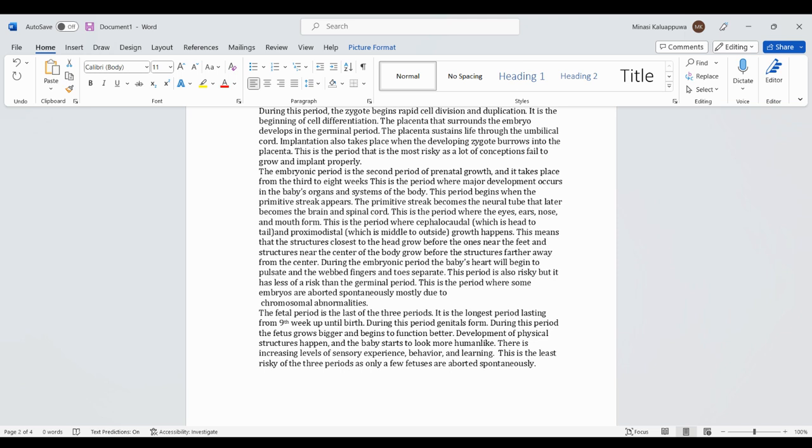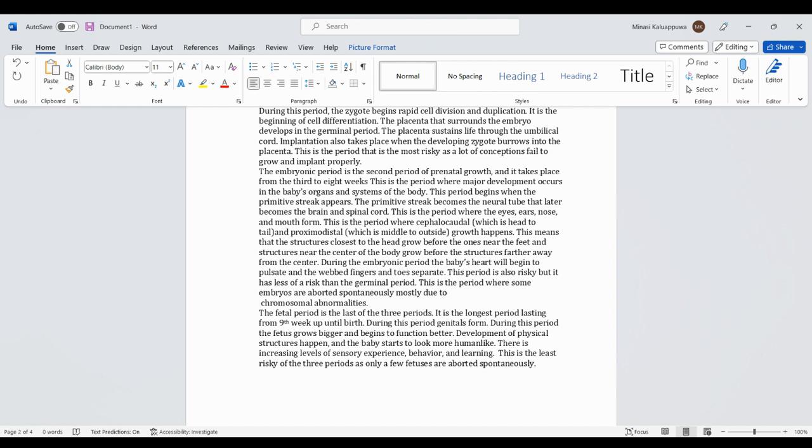This period is also risky, but it's not as risky as the germinal period. However, this period can have some embryos aborted spontaneously, but it's due to chromosomal abnormalities. Whereas in the germinal period, a lot of conceptions fail because of the inability to grow and implant properly, in the embryonic period, the embryos can be aborted spontaneously due to chromosomal abnormalities.